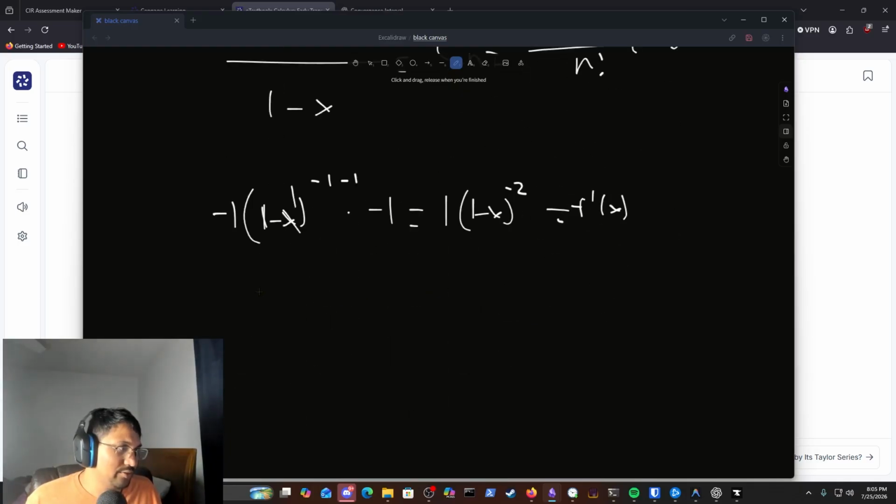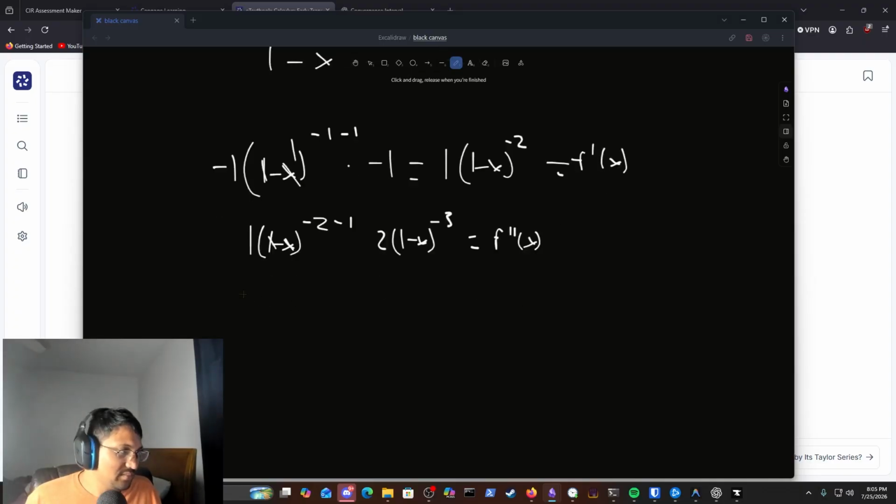All right, so the second derivative, negative 2 times negative 1, and then again chain rule, times negative 1. Negative 2 times negative 1 is just 2. So 2 times 1 minus x to the negative 3. That's equal to the second derivative. So let's do the third derivative. Times negative 3, and again we know this is just going to be negative 1 inside. So it should be 6 times 1 minus x to the negative 4. That's our third derivative.